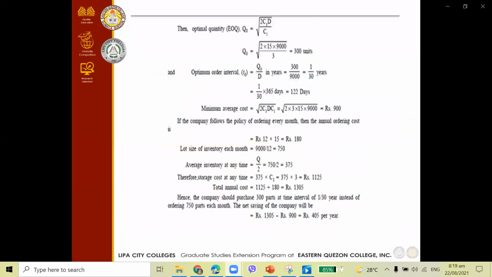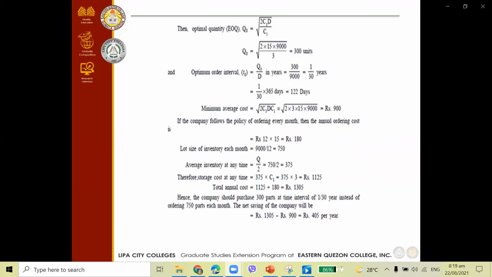So to get the optimal quantity, we have our formula: square root of 2 times procurement cost times total number of units purchased, divided by the carrying cost, which is 2 times 15 times 9,000 divided by 3, equals 300 units. So that is our optimal quantity.